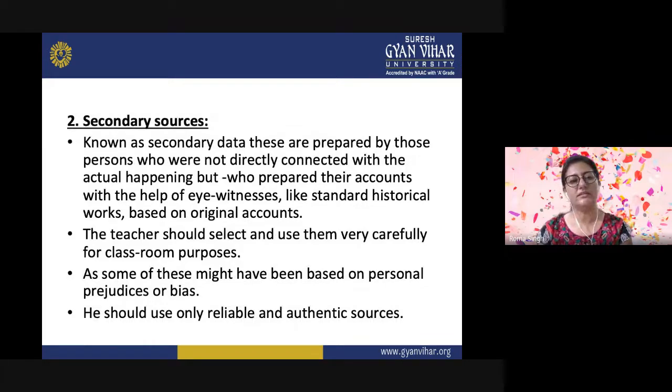So these are also known as the secondary data, as these are prepared by those persons who were not directly connected with the actual happening, but who prepared their accounts with the help of eyewitnesses, like standard historical works based on original accounts. The teacher should select and use them very carefully for classroom purposes.